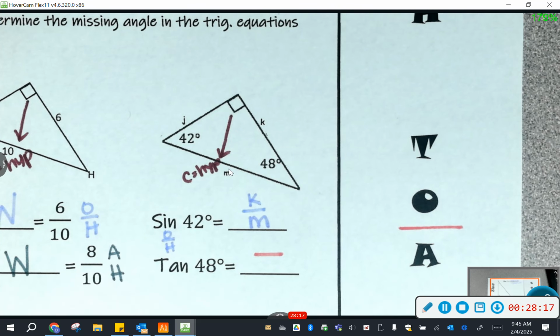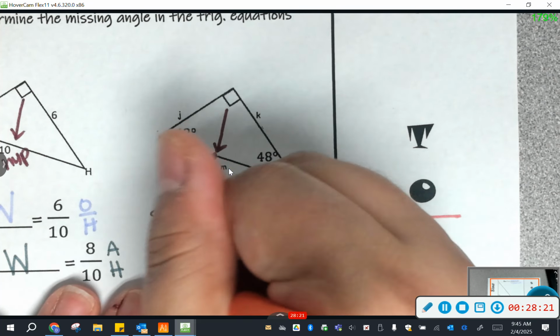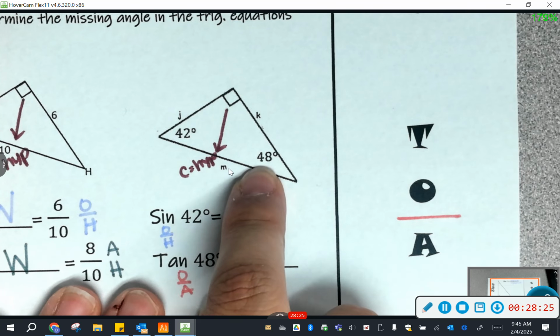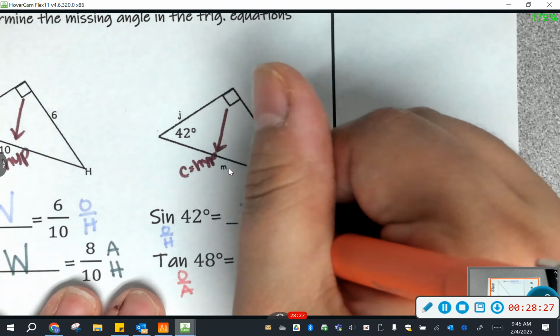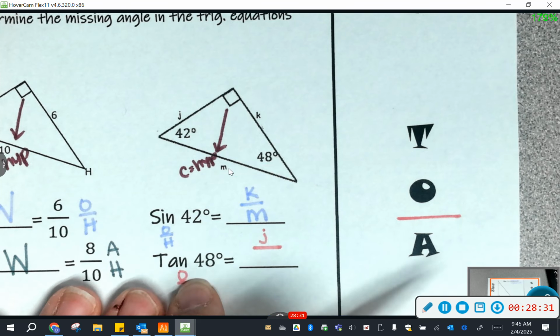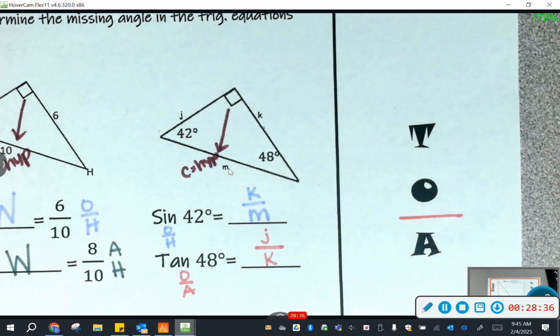Tangent of 42. What is tangent? Opposite over adjacent. What is opposite of 48? J. What is adjacent to 48? Remember, tangent, we don't use the hypotenuse. K. And those are our answers. Do I have any questions?